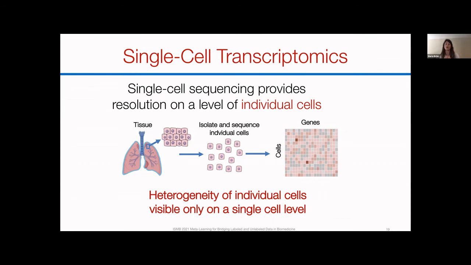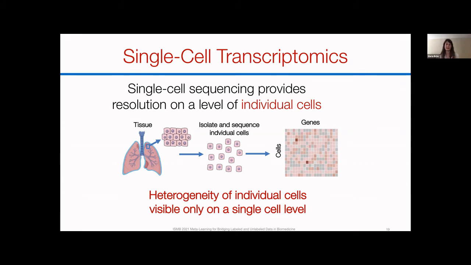This heterogeneity of individual cells is not visible if we look at the population of cells, but it is only visible if we go to the single cell level. So the standard approach is to do tissue dissection, isolate the individual cells, and finally we get the cell by genes matrix, and each cell is represented with a very high dimensional gene expression vector. And this matrix is usually very sparse, meaning that most genes will have 0 values assigned.